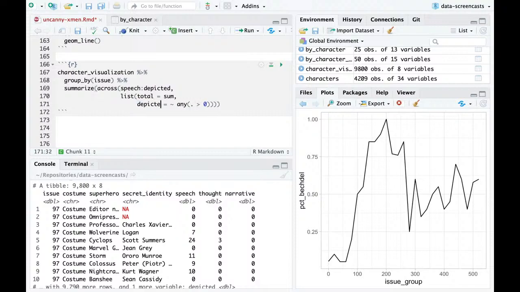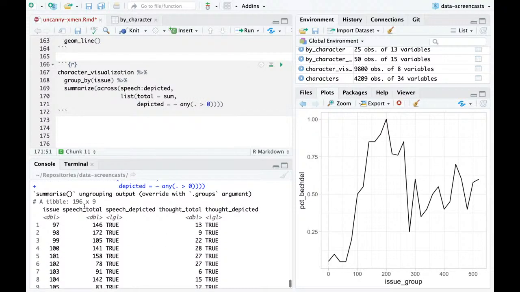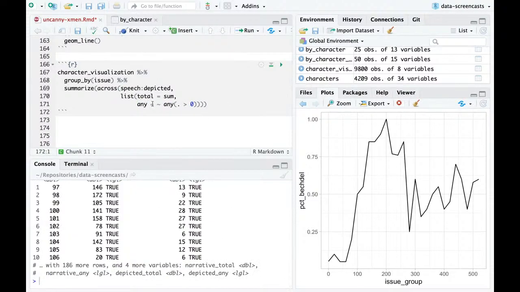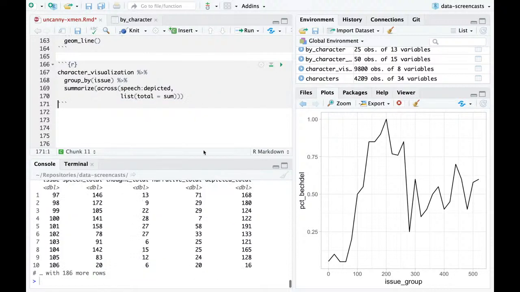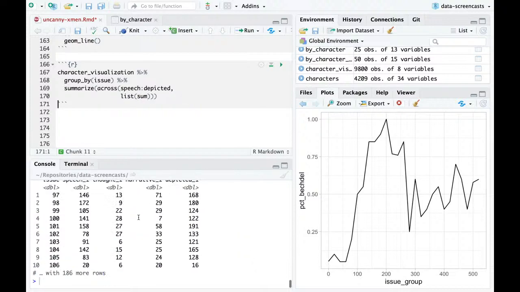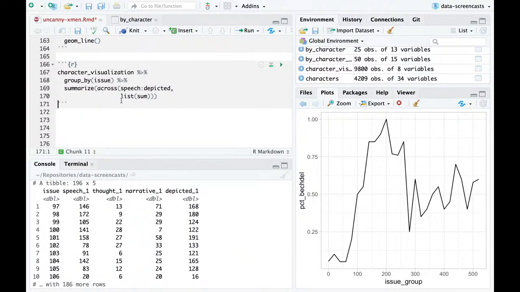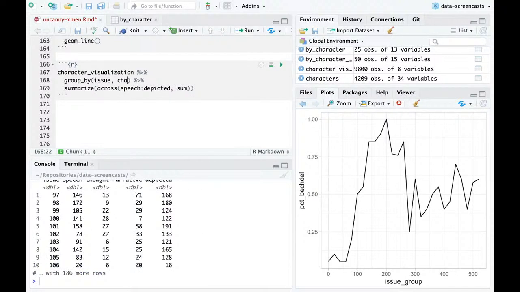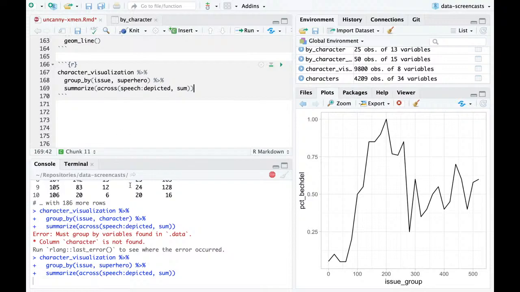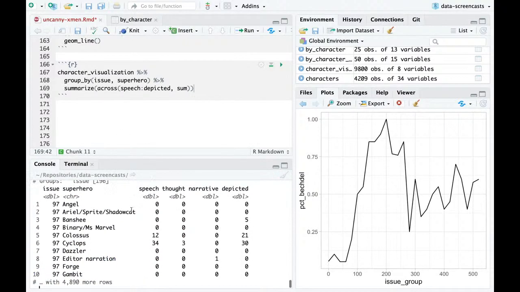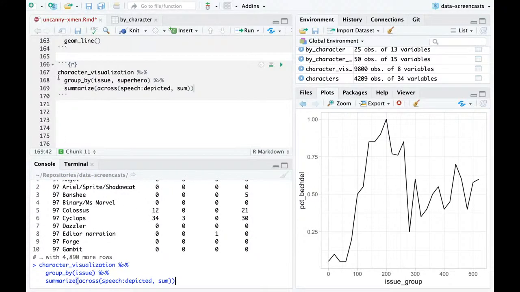Here it is, depicted. No, speech any. Speech present. That's not even interesting because I have the total. And I don't even need total. I just have the sum. Here we go. And I don't need a list anymore. Okay. I do it by issue and by character. So that was me thinking through a couple of things. By character, I mean superhero. I didn't expect that to be slow. So this is by issue character. Really went on a journey there to get back to this.